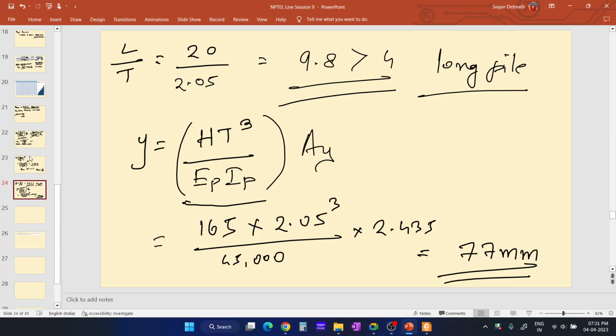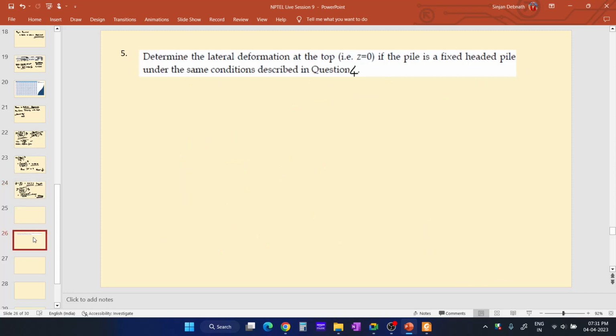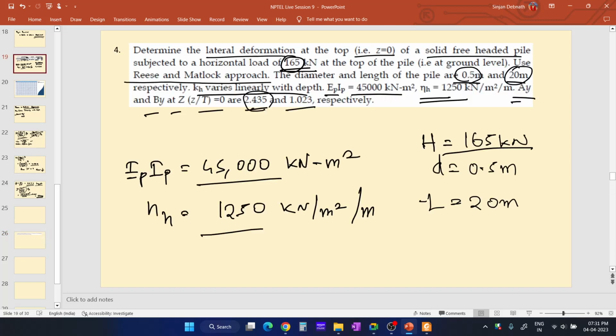So now let me proceed to the next problem. So what is the next problem? The final problem. Determine the lateral deformation at the top, that is at Z equal to 0, if the pile is a fixed headed pile under the same conditions described in question number 4. In question number 4, the pile was free headed. Now we need to find out the lateral deflection of a fixed headed pile.